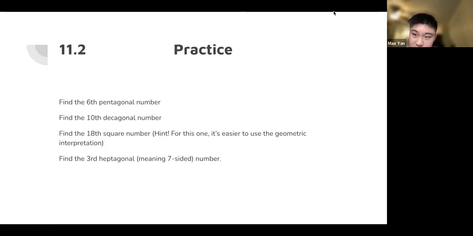Find the 6th pentagonal number. Find the 10th decagonal number. Find the 18th square number. For this one, you might want to use the geometric interpretation. And the 3rd heptagonal number.